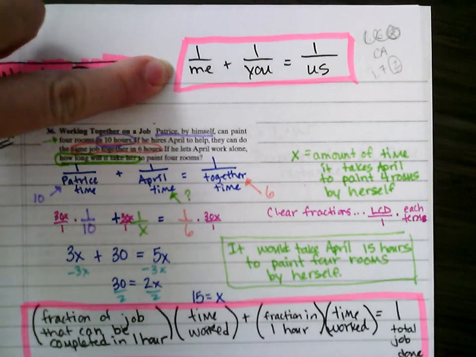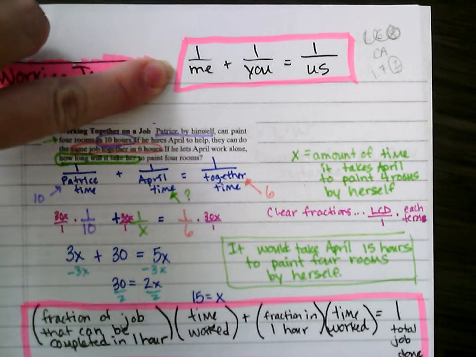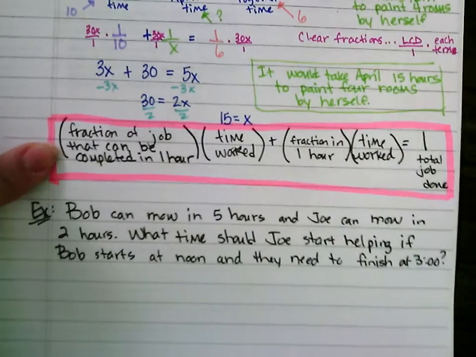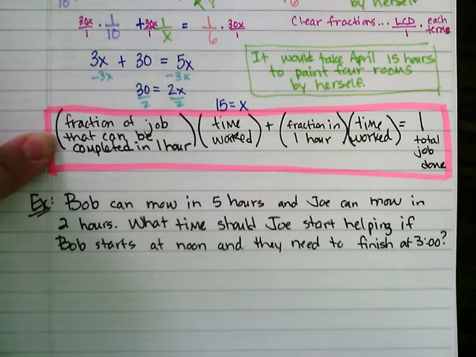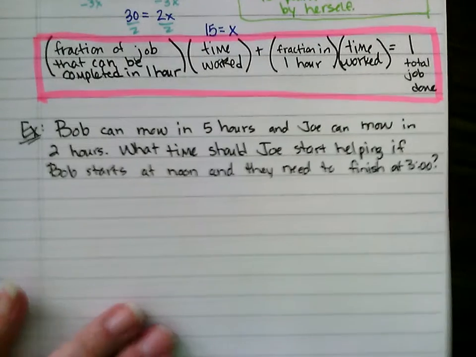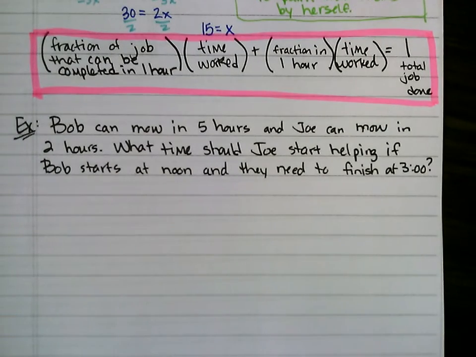So this formula up here is assuming that both people are working the same amount of time as each other. This one is not making that assumption. So in this more complicated formula, I could work for 6 hours and someone else could work for 2 hours, and we could still figure out how long it would take us to get that job done.